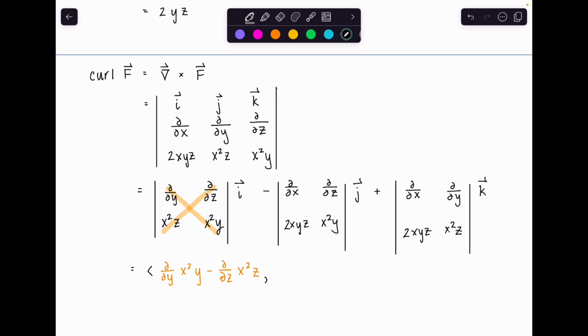The middle component, you just have to be careful. You have that extra minus sign from doing the expansion. So main diagonal minus the off diagonal. So we're going to take the partial with respect to x of x squared y minus the partial with respect to z of 2xyz.